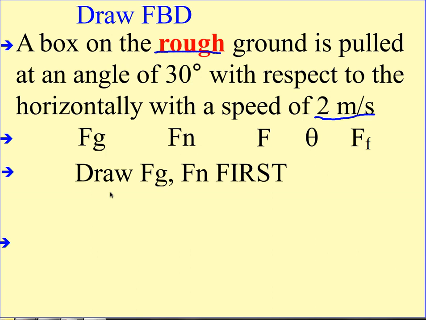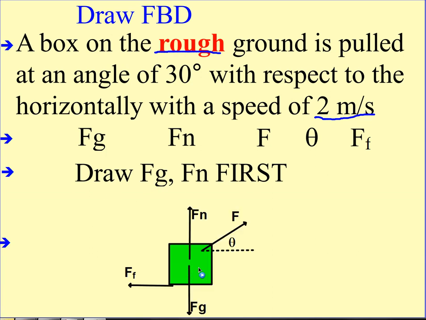Okay, draw your free body. Fg, Fn go first. And let's see what this looks like. Fg goes straight down. Fn goes up. It's being pulled with some force F at an angle theta. And because I use the word rough, you know there's got to be this friction going to the back, going back to the left.